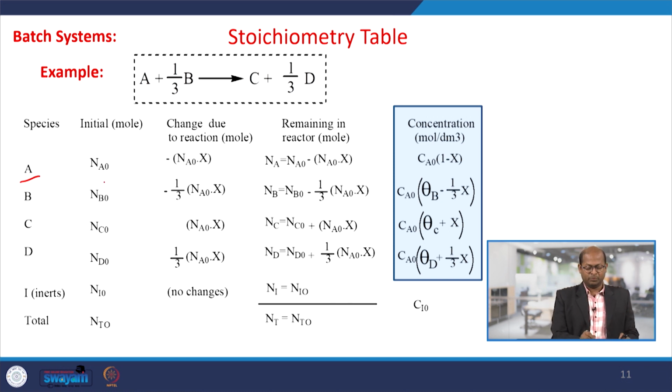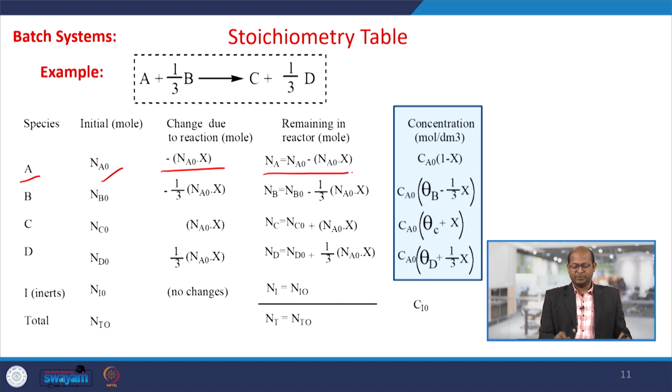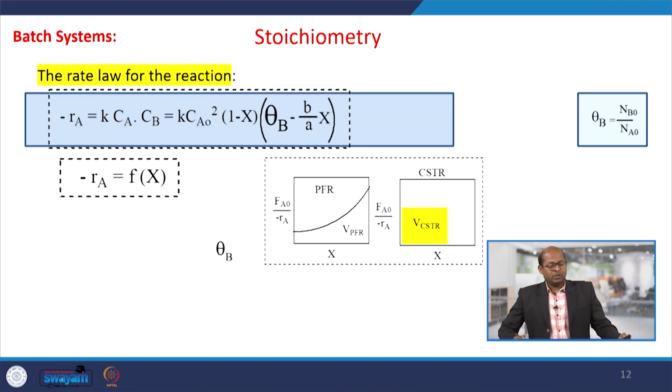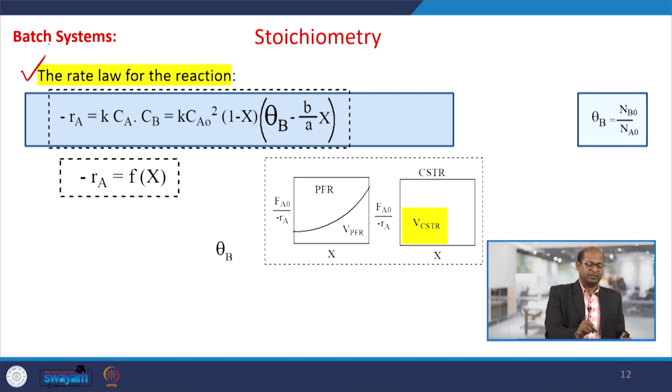For component A, we have the initial amount, the change, the remaining amount, and then the concentration. We can write component B this way, component C, component D also, in terms of the known initial concentration of A and conversion. So now, for the reaction system, we want to write the rate law, the rate equation.